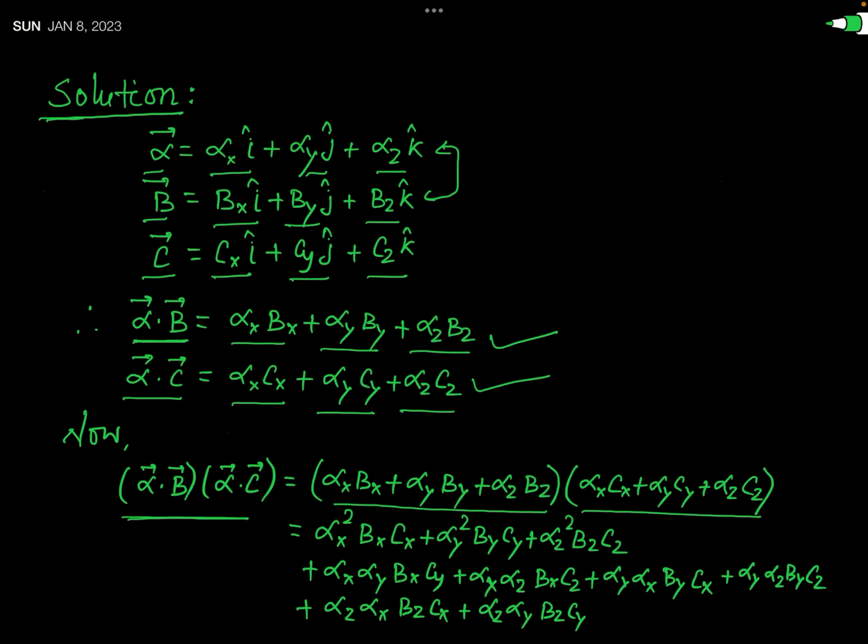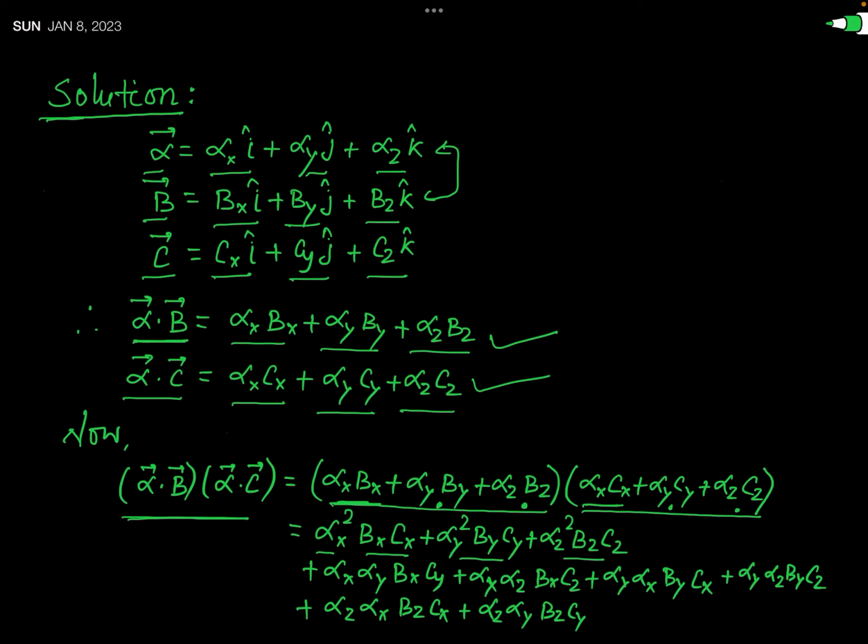Now let us take the multiplication. When we take the product of alpha x bx with alpha x cx, this will be alpha x square bx cx. Now take the product of alpha y by with alpha y cy. So this will be alpha y square by cy. Now take the product of alpha z bz with alpha z cz. This will be alpha z square bz cz.